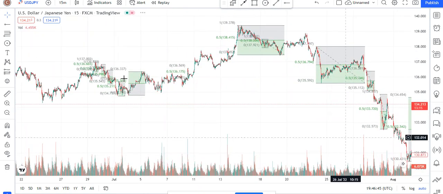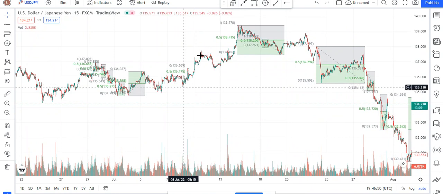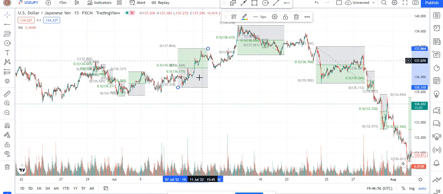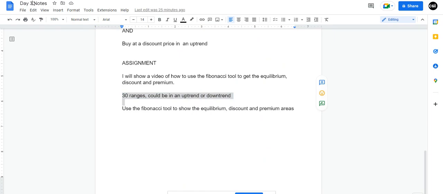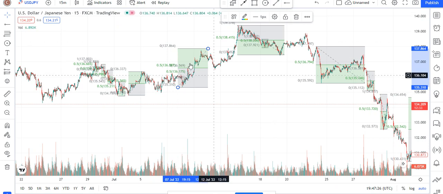Yes. Okay. So that's basically the assignment. Very, very simple. Just find 30 ranges. If it's an uptrend, just draw the range going up and show me premium. Use a rectangle. Let me continue reading the assignment. I said use the Fibonacci tool to show the equilibrium, discount and premium areas. Then you take screenshots of those 30 ranges. You may have more than one range in a screenshot. I will still accept that. It doesn't have to be 30 different photos.